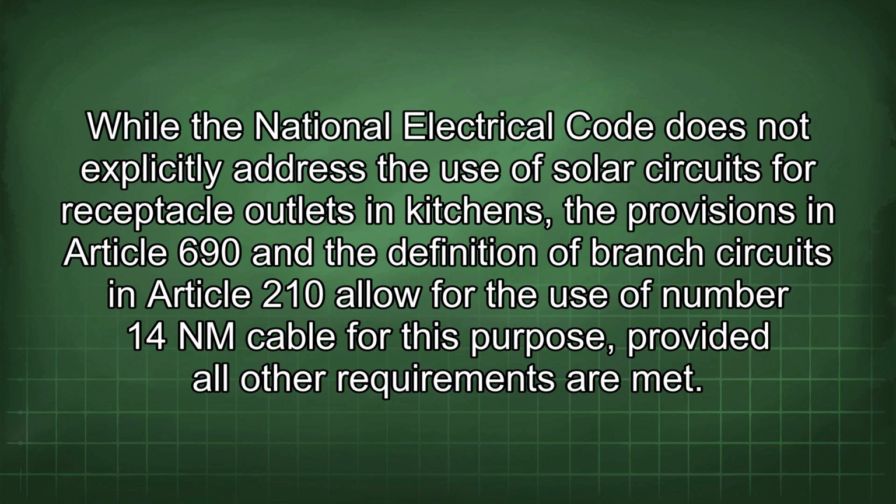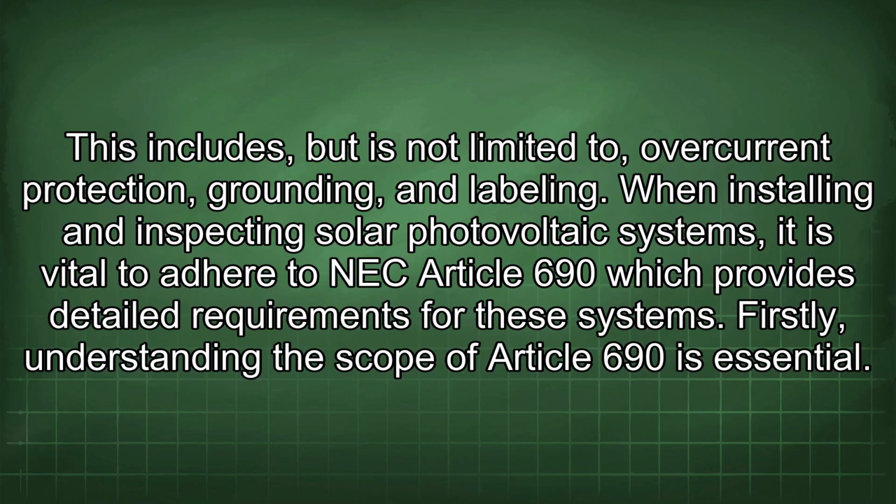While the National Electrical Code does not explicitly address the use of solar circuits for receptacle outlets in kitchens, the provisions in Article 690 and the definition of branch circuits in Article 210 allow for the use of number 14 NM cable for this purpose, provided all other requirements are met. This includes, but is not limited to, overcurrent protection, grounding, and labeling.